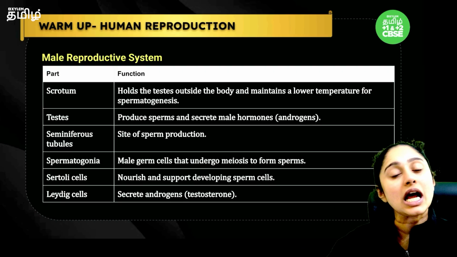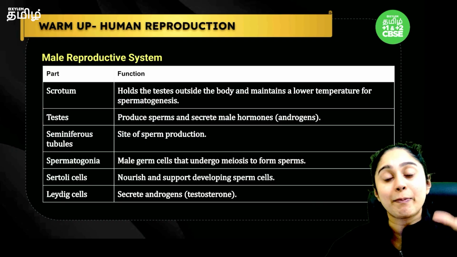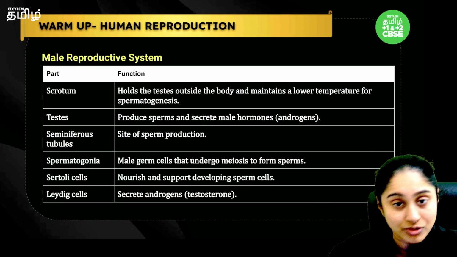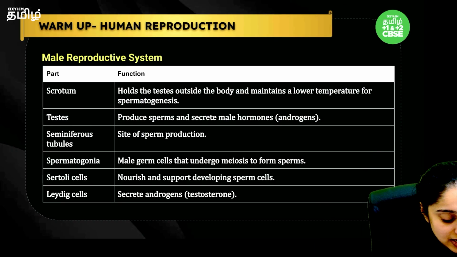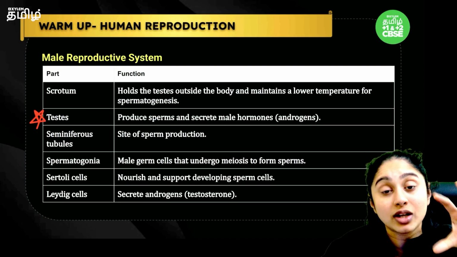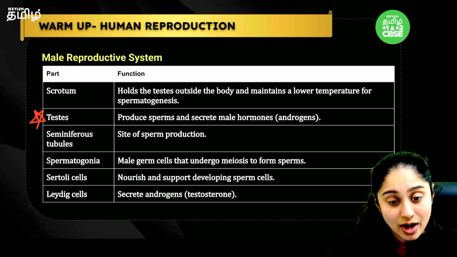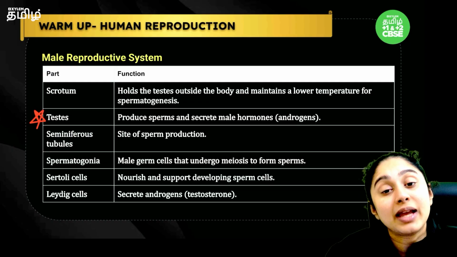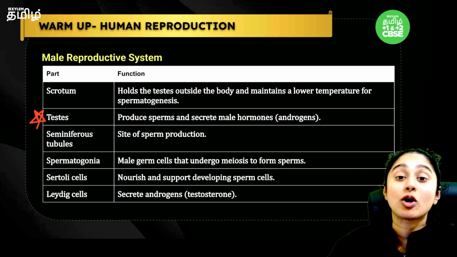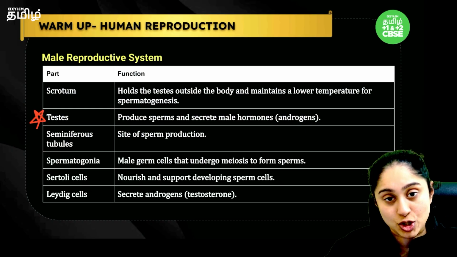Okay, so let's start off with the anatomy of the male reproductive system. Firstly, the primary sex organ of the reproductive system is the testis. Remember that the testis is the main organ that produces the male gamete, which is the sperm. They also secrete some male hormones which regulate the process of sperm production as well as give the males the secondary sexual characteristics.